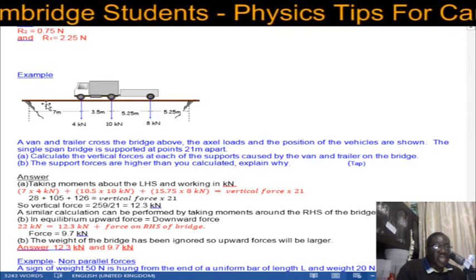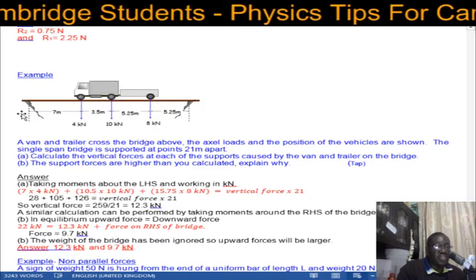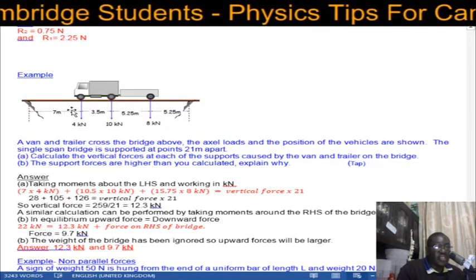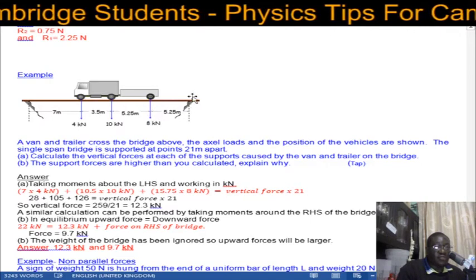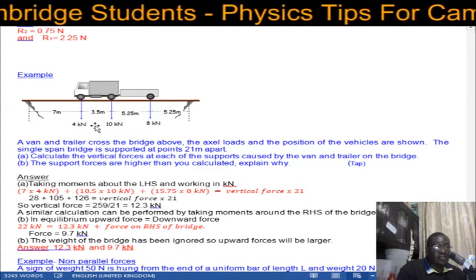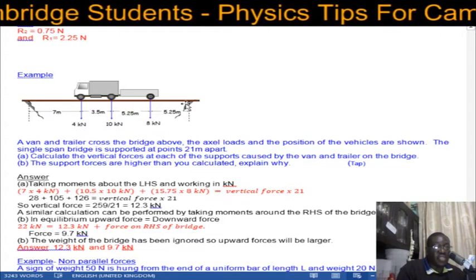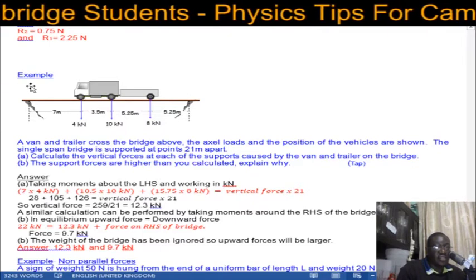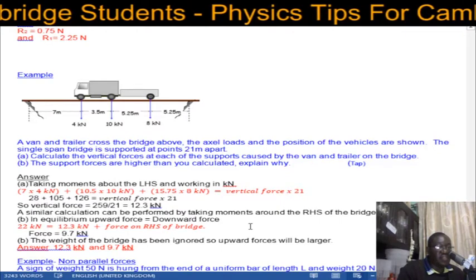Now to find this other vertical force, you use the second condition for equilibrium, where you are saying these forces going down should equal the force going up, which is from the supports. So 4 plus 10 plus 8 should equal the 12.3 that you found plus this x. Then you make x the subject. You find your force to be 9.7 kilonewtons.